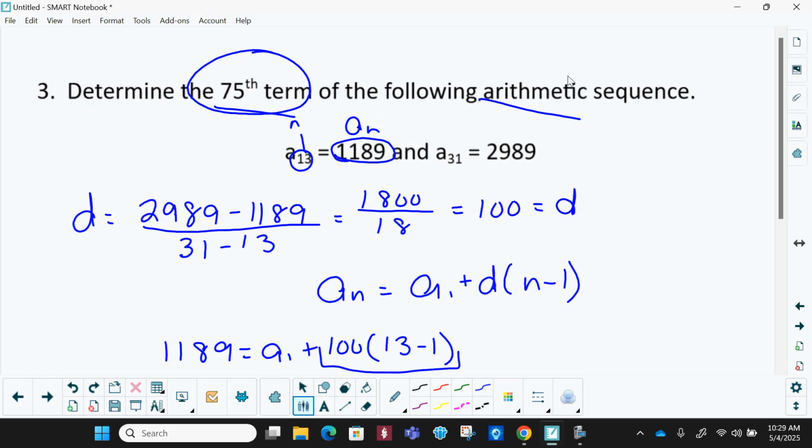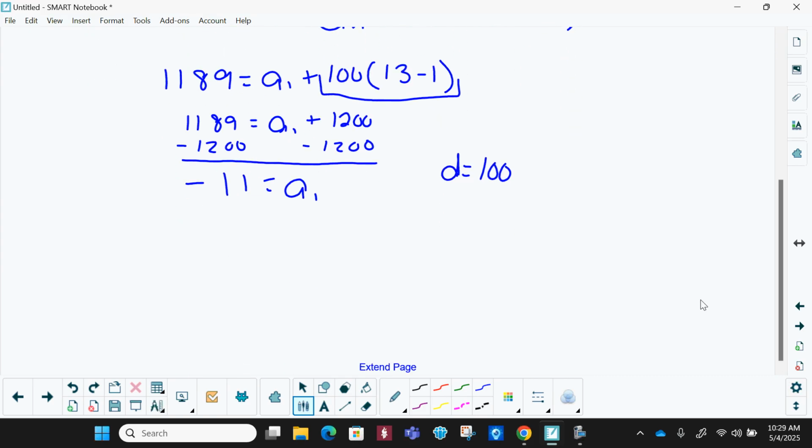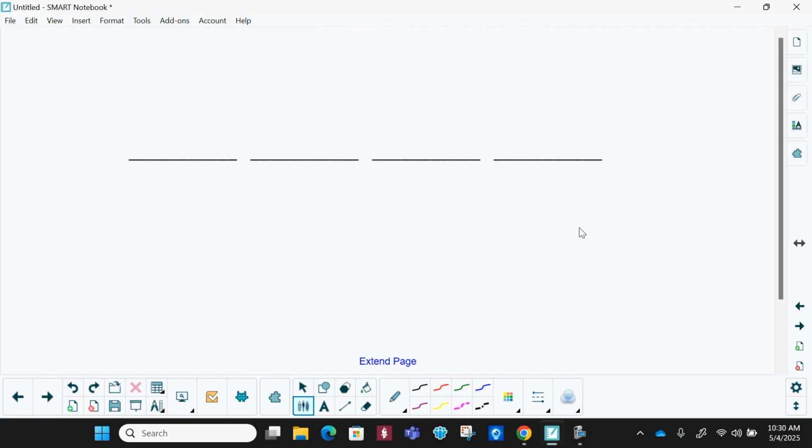Going back to the original problem, we want the 75th term. So this becomes my n value. Whoops, a sub n. So here we go, a sub 75 equals negative 11 plus 100 times 75 minus 1. I would type this whole thing in, and you should get 7389. Okay.